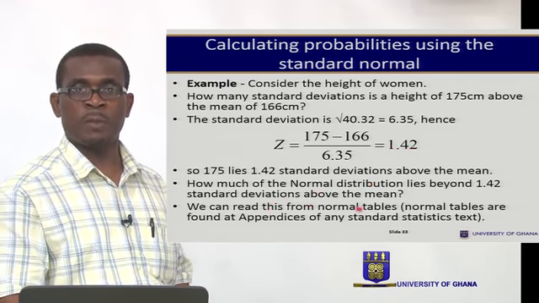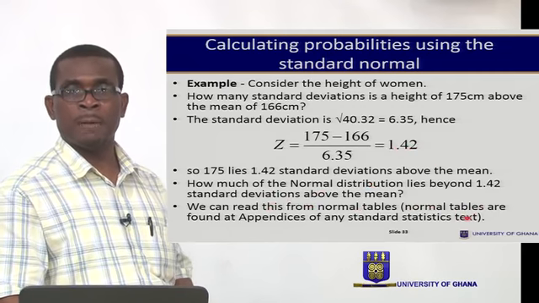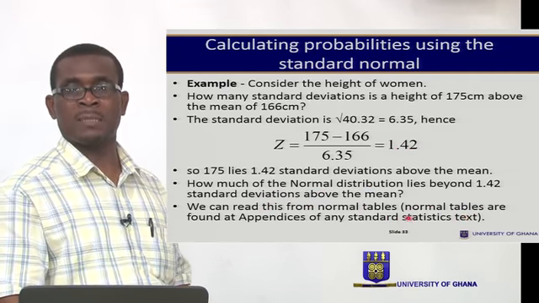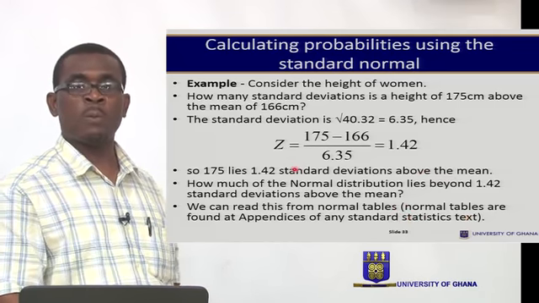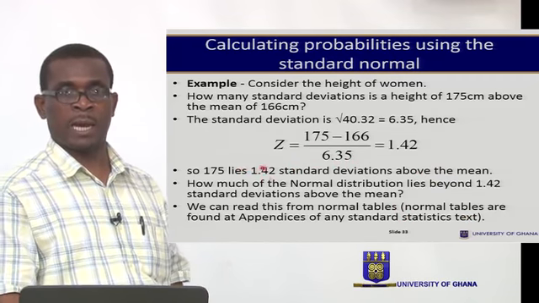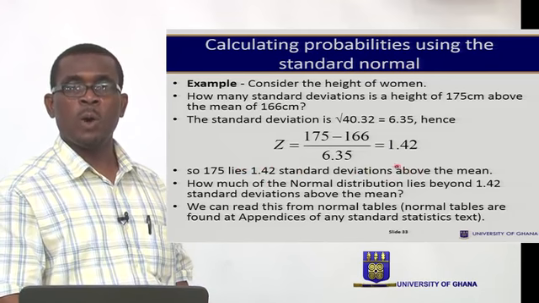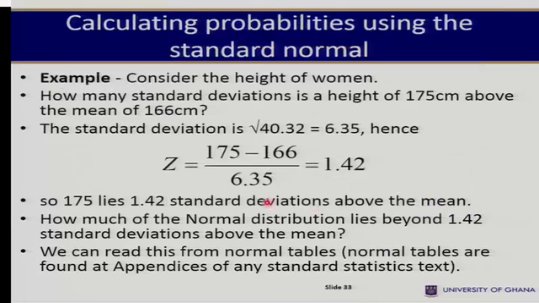And we can read this from the normal tables, and the normal tables are found in any standard statistics text. I'll illustrate how it is done. Since we're saying that the distribution is symmetric, it's a bell shape, that curve. If we know the mean, which is 166, and it is 0 for the standard normal, we want to find the area under the normal curve to the right of 1.42. So you can read that from the table.